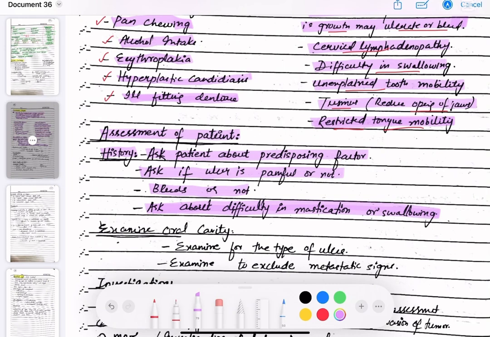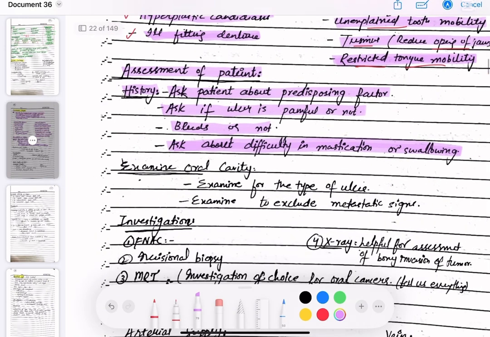Okay, now the examination of the oral cavity is done, and it is examined for the type of ulcers and to exclude metastatic signs. For example, if the ulceration is present on the tongue, then look if it has metastasized to other oral regions or not. So this is the examination of the oral cavity. So while doing the assessment of the patient of carcinoma of tongue, first do the clinical examination and history taking.